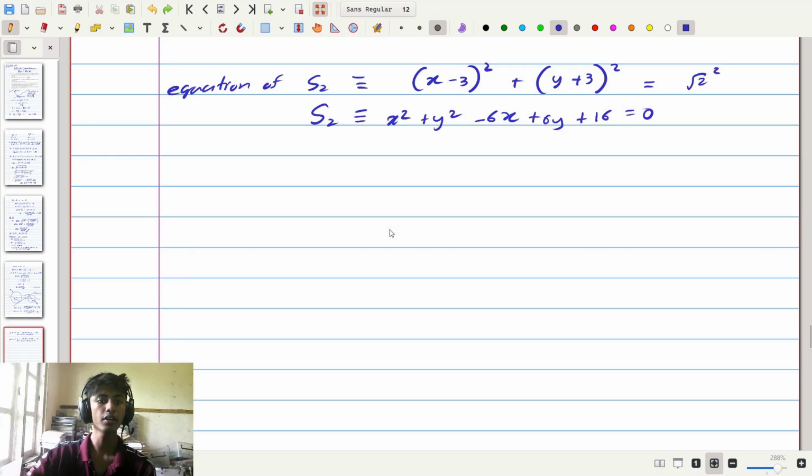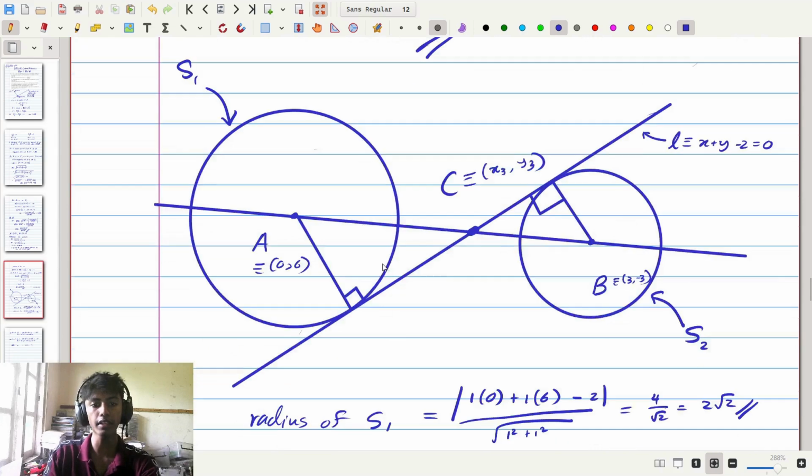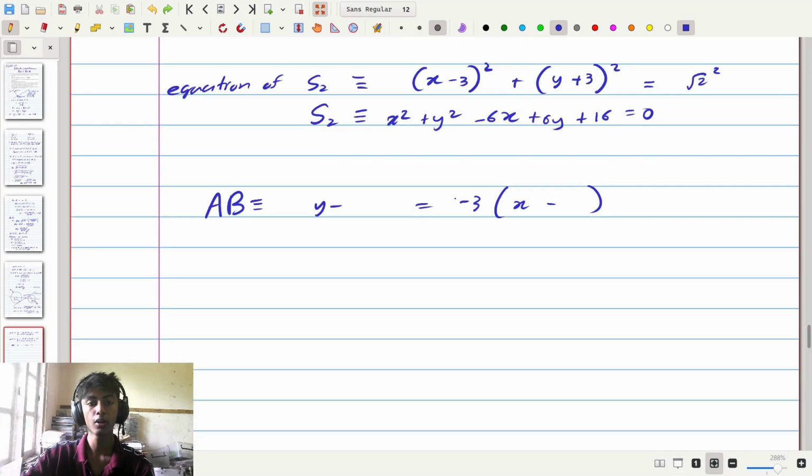Now according to that, the line AB is going to be given by y minus y0 equals m, which is -3, times x minus x0. Considering the coordinates we will substitute here, I could substitute either A or B. It seems that B is going to be simpler, so I'm going to use 3 and -3. So we have y minus -3, which is y plus 3, equals -3 times x minus 3. So that's the equation of AB.